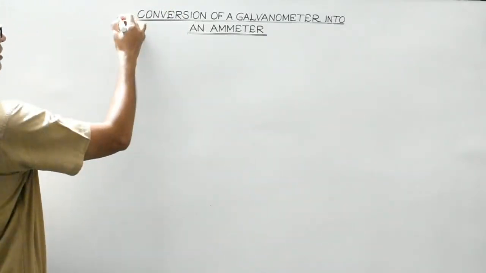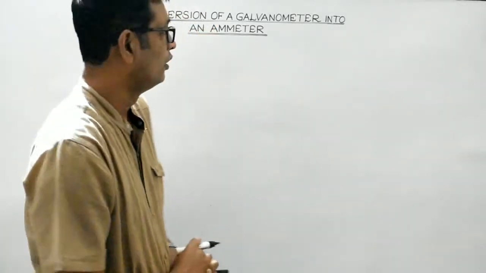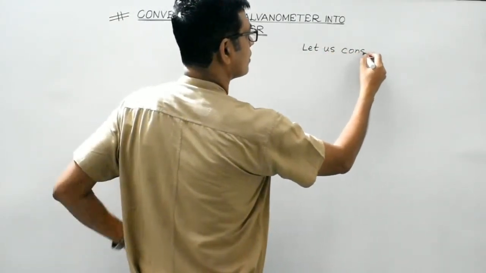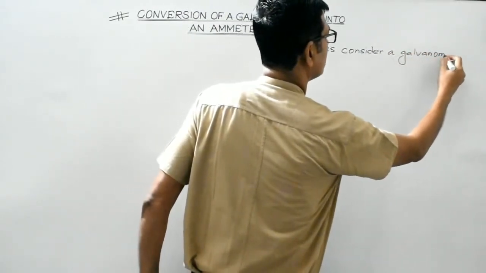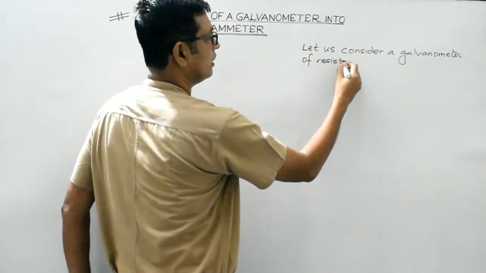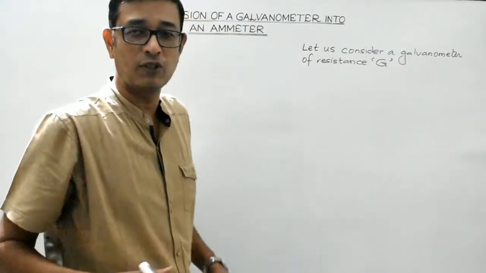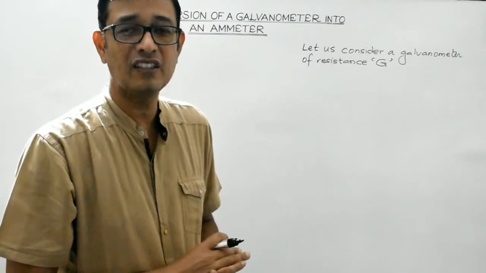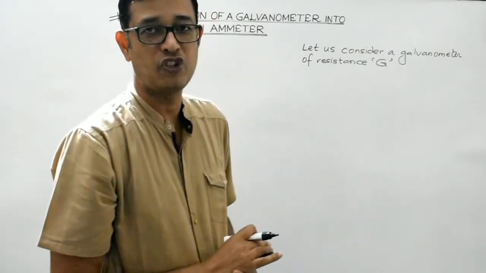So let's start with this particular topic, conversion of a galvanometer into an ammeter. Let us consider a galvanometer of resistance, say, G. G is very small. As I told you, a galvanometer is a sensitive device. It is a low resistance device. So let us consider a galvanometer of resistance capital G.